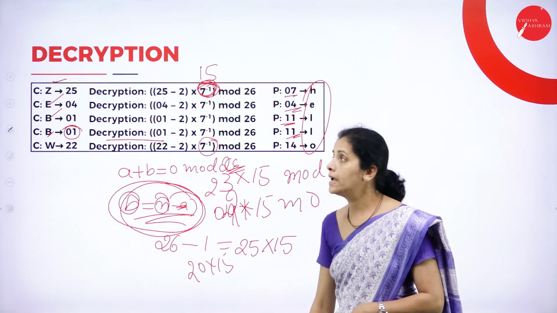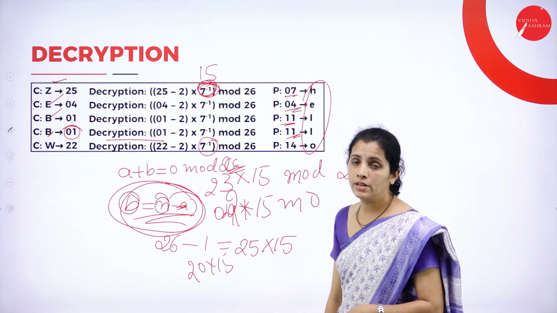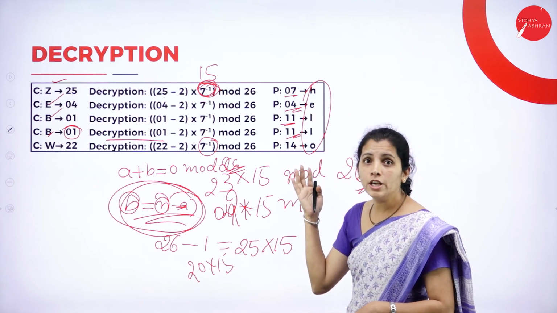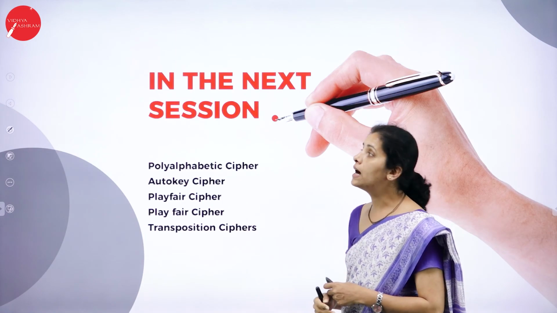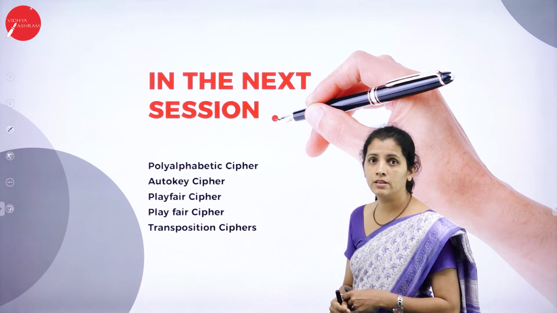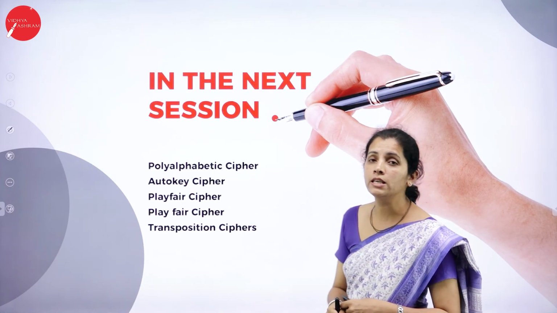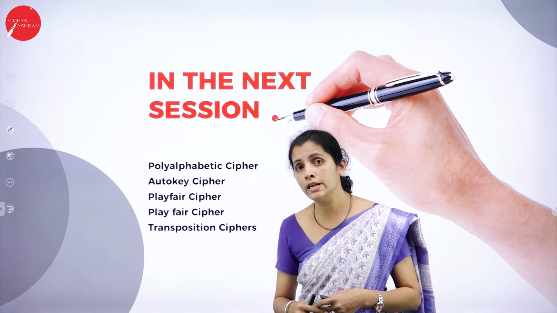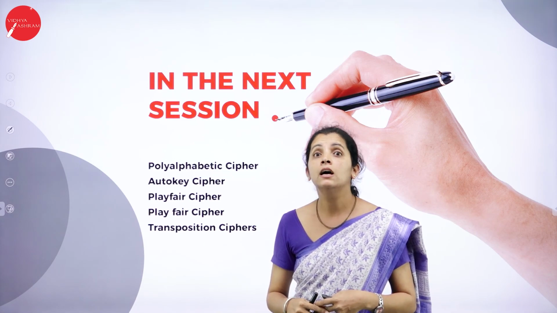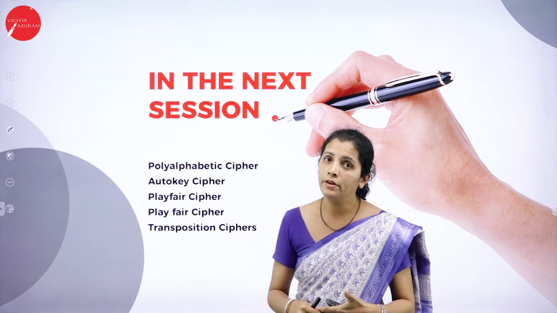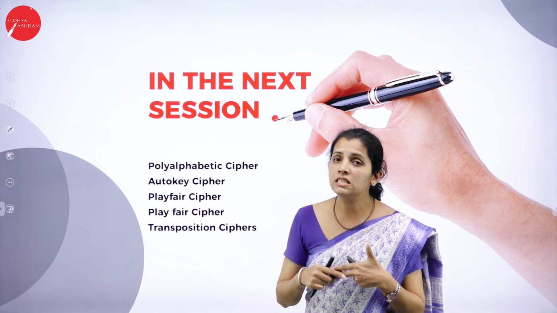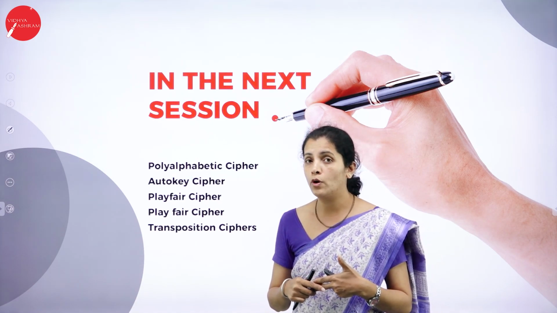This is the way I can use the Affine Cipher. So what is the Affine Cipher? It is a combination of additive cipher and multiplicative cipher. So dear student, in today's session, I started with what is additive cipher and what is multiplicative cipher. Along with that, I explained the Affine Cipher, and from the examination point of view, these three are very, very important.